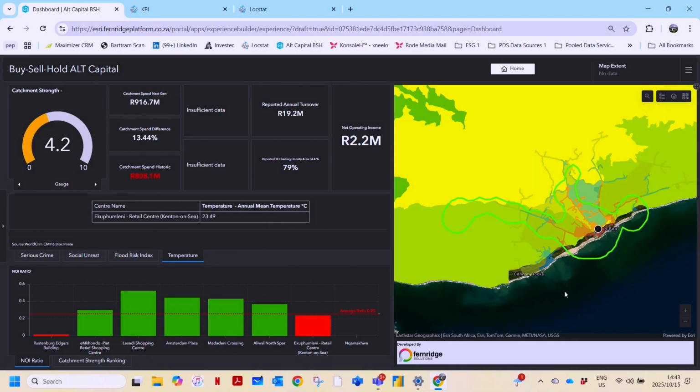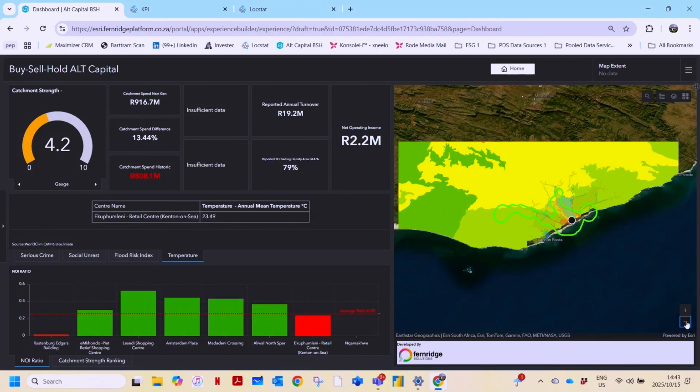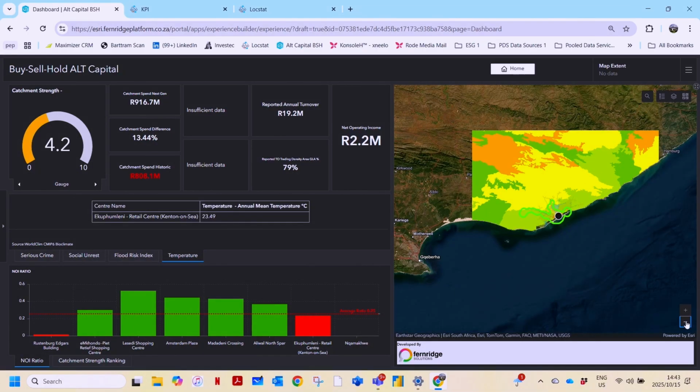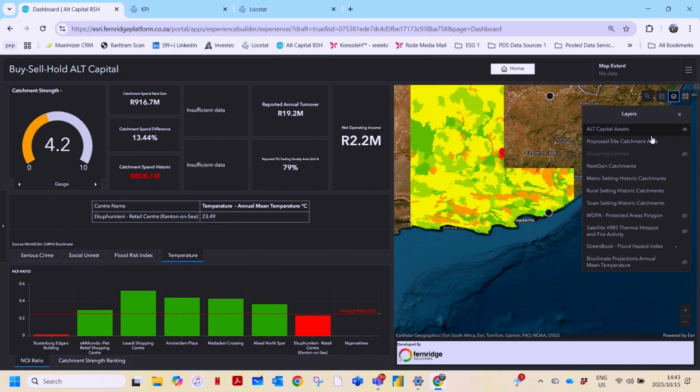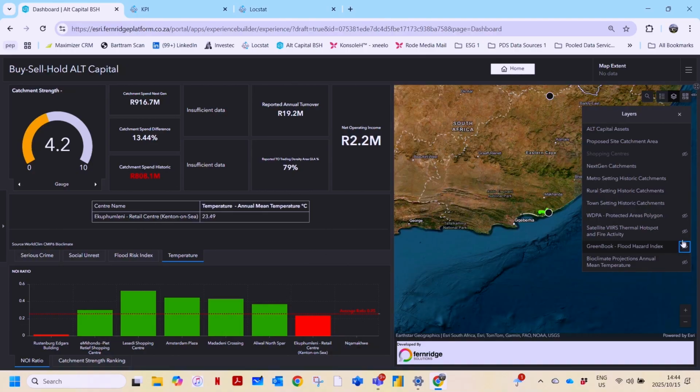Looking at that particular asset, the shading will indicate whether there's a high flood risk or not. Let me zoom out. Some of the other layers we've added that would be able to inform very quickly whether there's a real risk in those assets would be fire and hotspots. So is there fire activity potentially in that area? In the Western Cape, it's probably more prevalent or relevant than in the Eastern Cape.